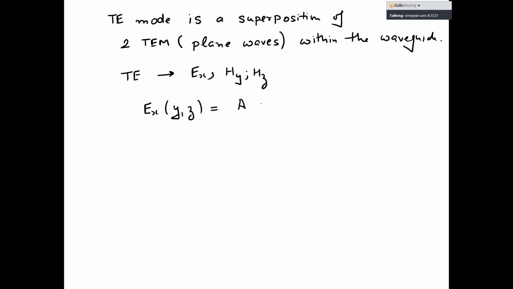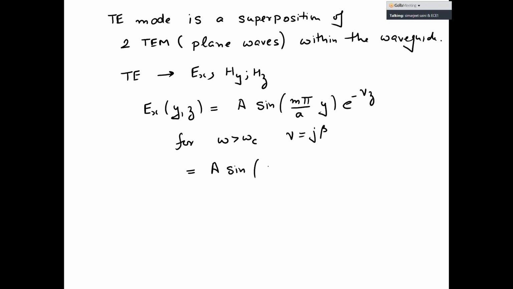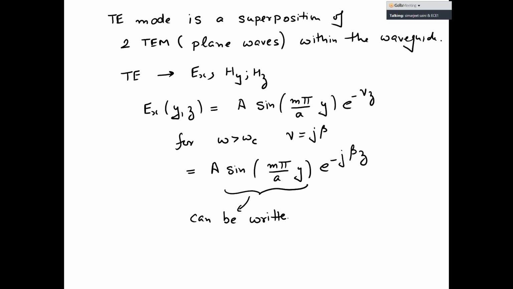In y direction, the amplitude was varying, and in z direction, this was propagating. And we had seen that the solution was of the form sine m pi by a y e minus gamma z. And for omega greater than omega c, we've seen gamma was equal to j beta. Only the propagating term was existing. So we had a sine m pi by a y e minus j beta z. If you notice now, the sine function can be written in exponential forms too, or phasor form.